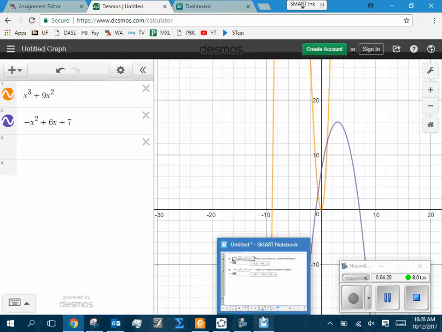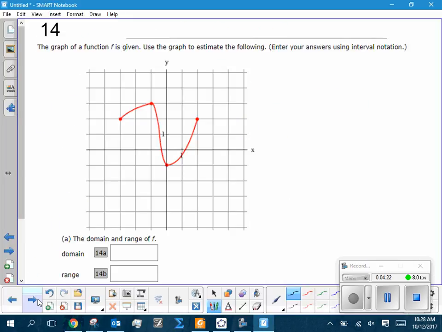Now let's get into question 14. Somebody had a question about it. Here it's asking us to just identify the domain and range. Remember, the domain is just the x values. Okay, so just the x values that we would come across in this picture. So what I like to do, kind of visually, I don't actually do this every single time.